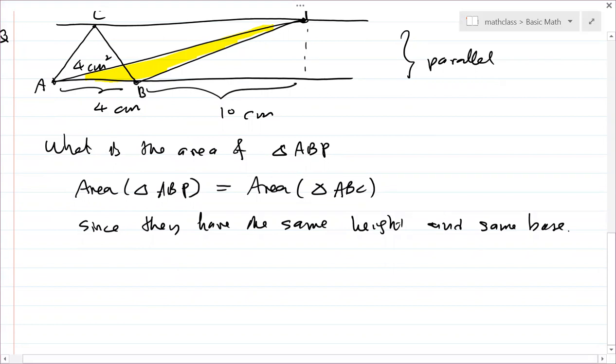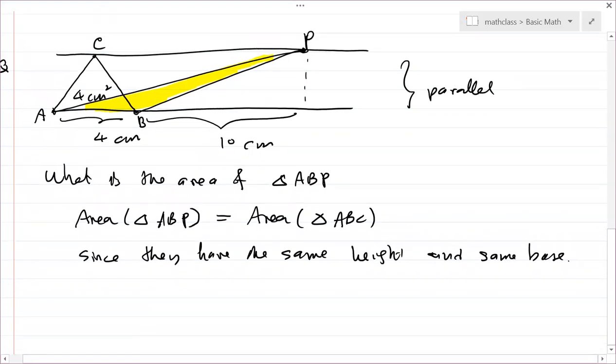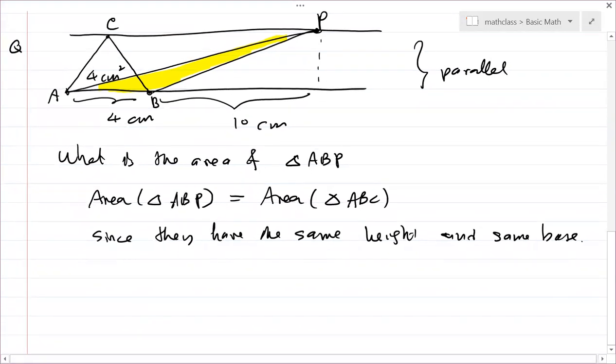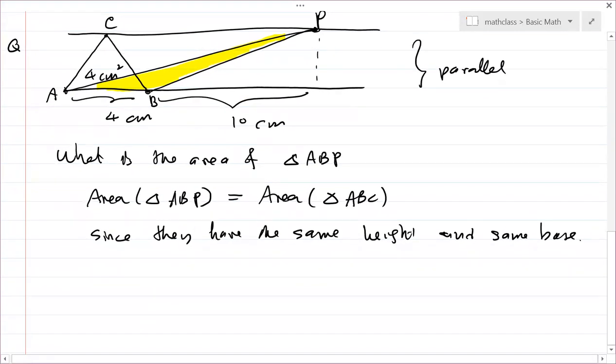Okay, right? So sometimes there is extra information that you don't need. You don't need this information. And this is a two-step problem. You do not use the height or the base directly. Even if you want to use the height, you probably can.